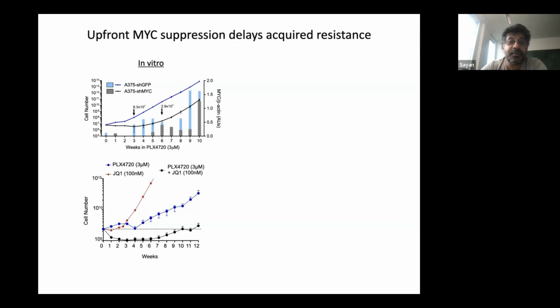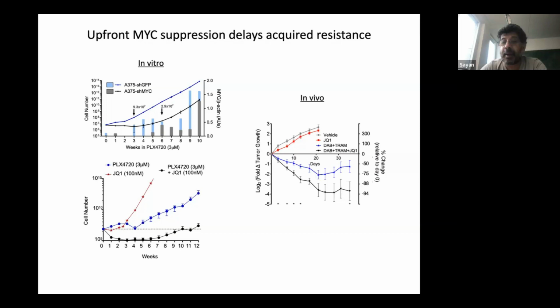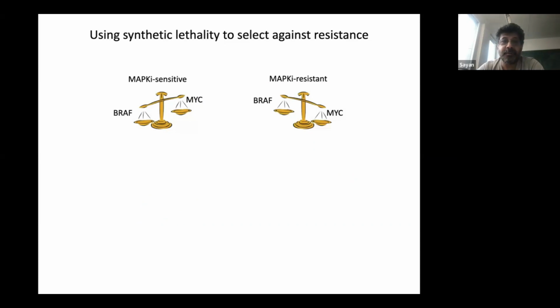Again, another control. And this is actually what's happening in vivo. If you look at the change over days, if you can shut down MYC, which this combination of DAB plus TRAM or DAB plus TRAM plus JQ1 can do, then you don't get this increase over time and this resistance. So you can in a way shut down the resistance. Okay. So you can also ask questions about, can you use synthetic lethality?